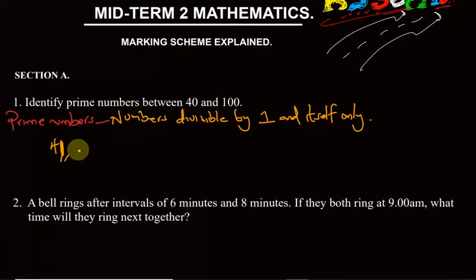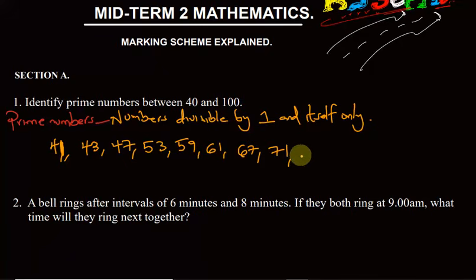41 is a prime number. 43 is a prime number. 47 is a prime number. 53 is a prime number. 59 is a prime number. 61 is a prime number. 67 is also a prime number. 71 followed by 73. 73 is a prime number.